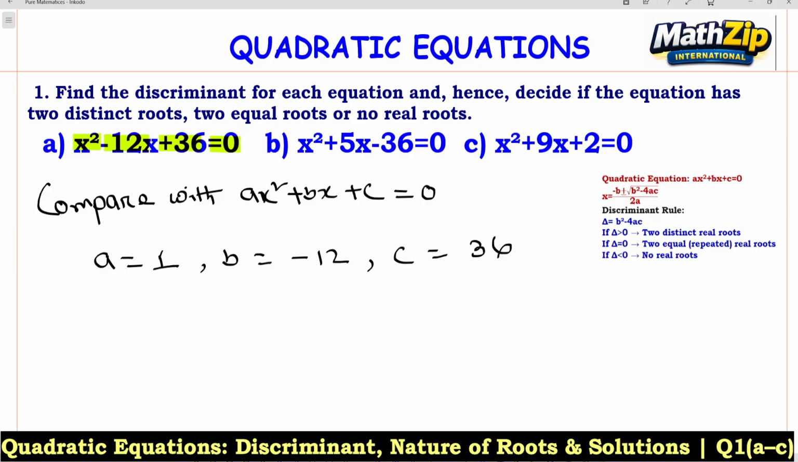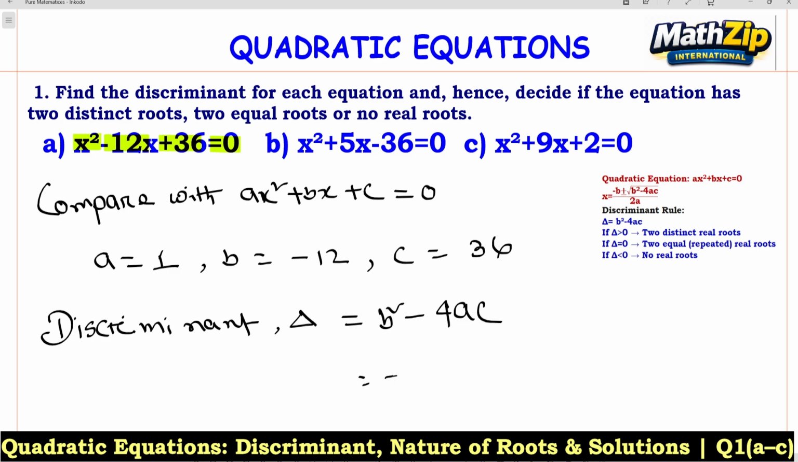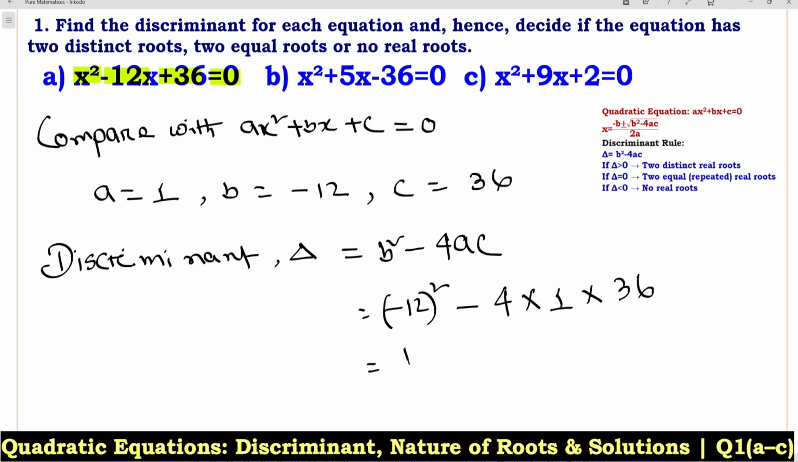Right? So what is the formula for the discriminant? The discriminant, denoted delta or D, is b square minus 4ac. b is minus 12 square, minus 4 times a, which is 1, times c, which is 36. Minus square means plus, 12 square is 144, minus 4 times 1 times 36, which is again 144. So it will be 0.